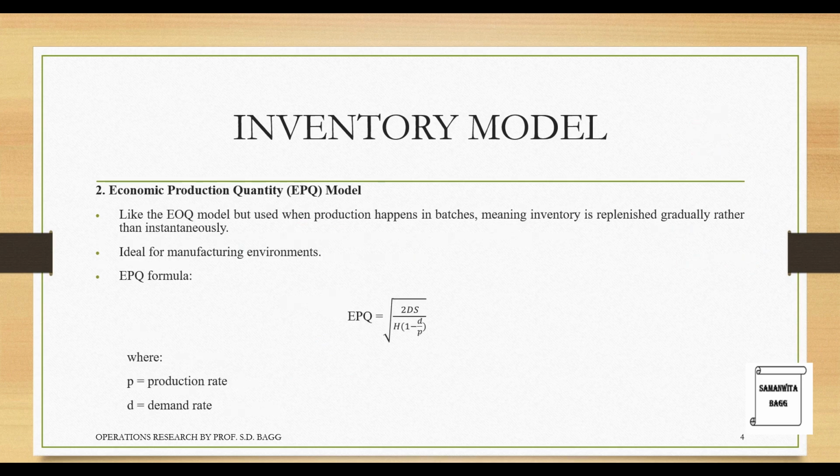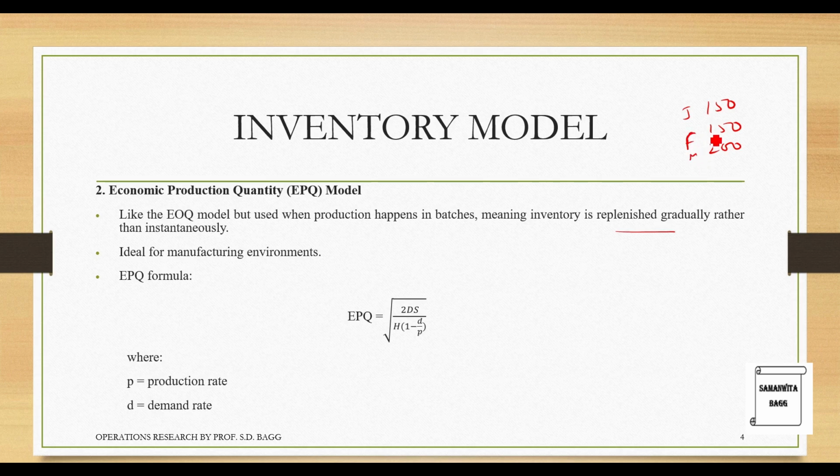Next is the economic production quantity, EPQ model. Like the EOQ model, but used when production happens in batches, meaning inventory is replenished gradually rather than instantaneously. So here, whatever inventory is required, it is going to be replenished gradually. Say in the month of Jan, you require 150 quantity of some raw material. Then in the next month, you will require again 150, or you require 200, whatever it is. So it will come gradually.